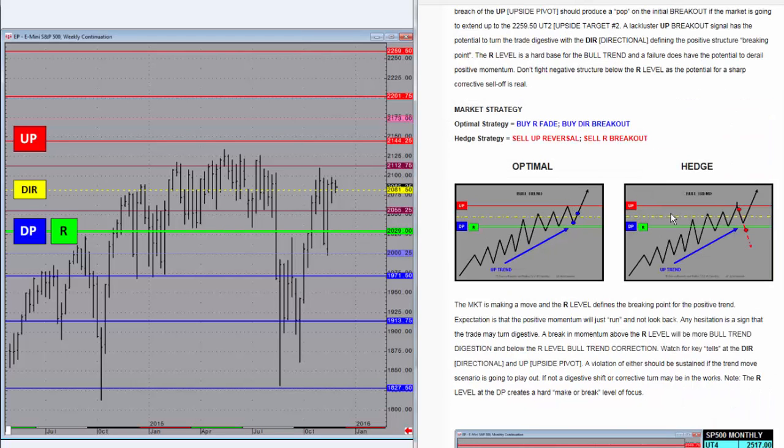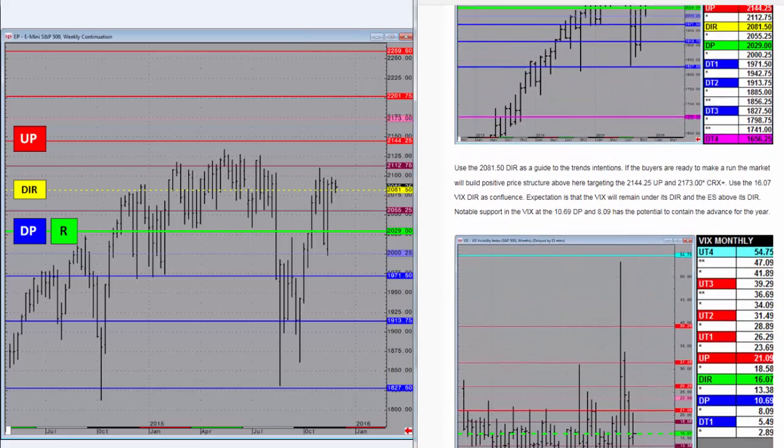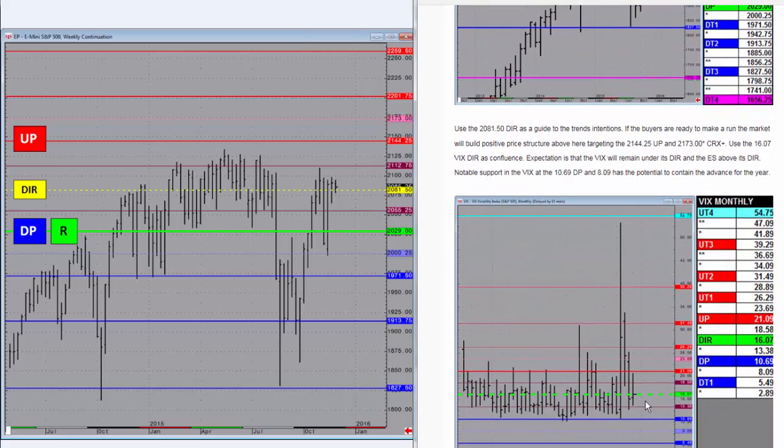Because we're in that market state, and because we have that market structure, these are the strategy themes that we want to look to identify. And currently we have identified the market is above the directional, so as long as we're above that last week's low of 2065.5, we're anticipating this theme to continue. And we're going to use the VIX as confluence, supporting this state, structure, and strategy theme analysis.